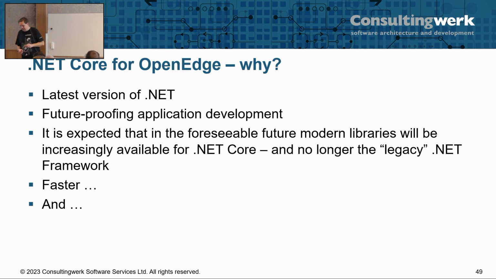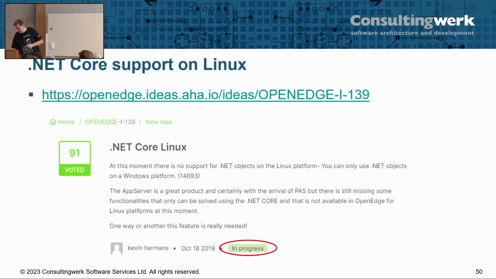Already today we see that many new APIs are available either as .NET Core first or not even available for the classic framework at all. .NET Core is faster, I'll get into that later. And well, there's an OpenEdge idea. On the Progress idea portal, there was an idea since 2019 asking for .NET Core support on Linux. And earlier this year, that idea went into Progress.